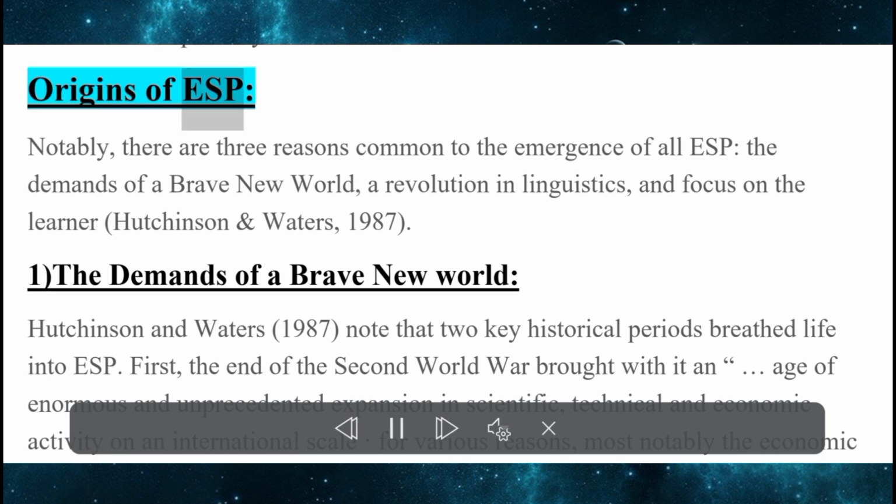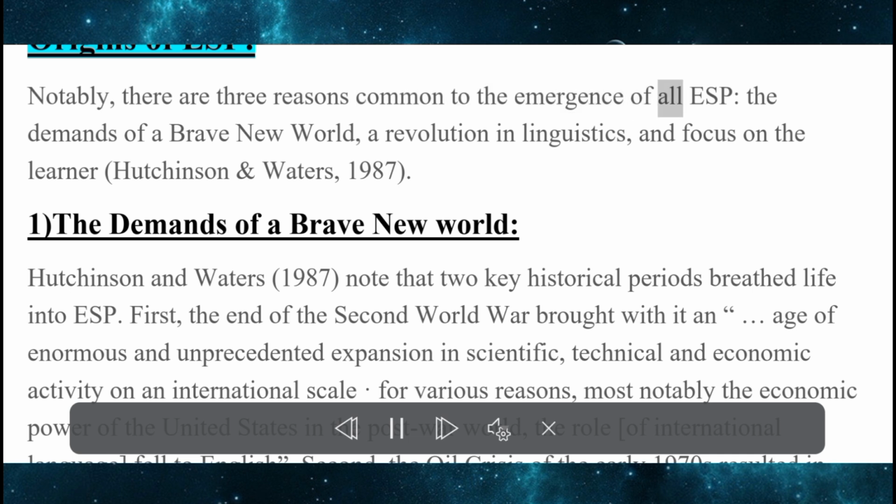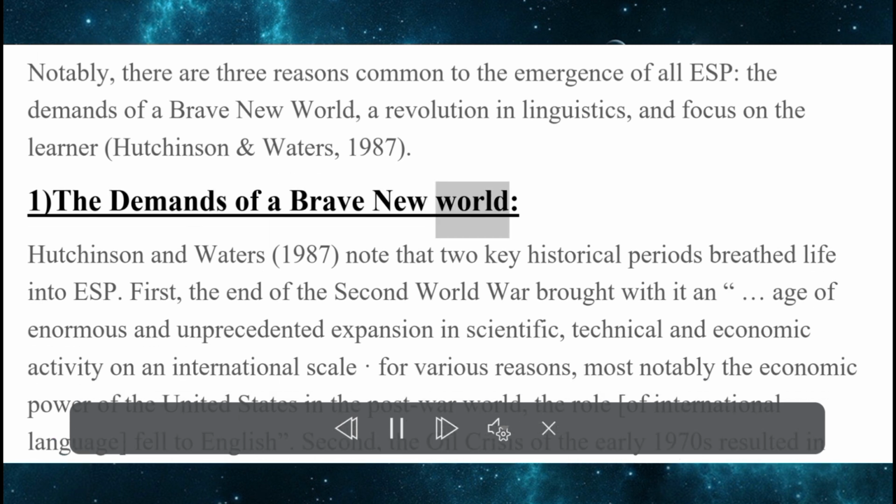Origins of ESP. Notably, there are three reasons common to the emergence of all ESP: the demands of a brave new world, a revolution in linguistics, and focus on the learner. Hutchinson and Waters, 1987. 1. The demands of a brave new world.